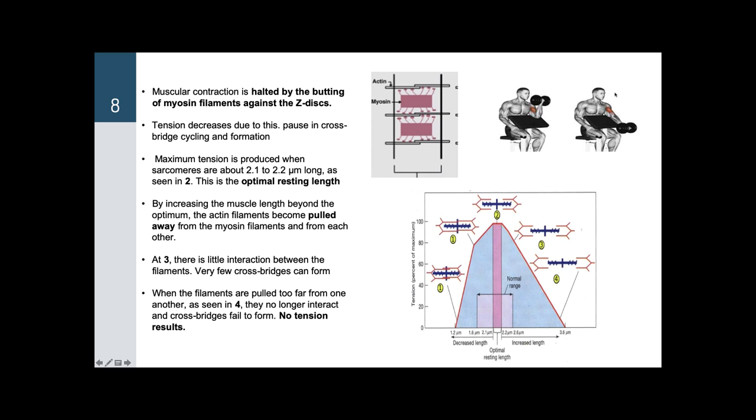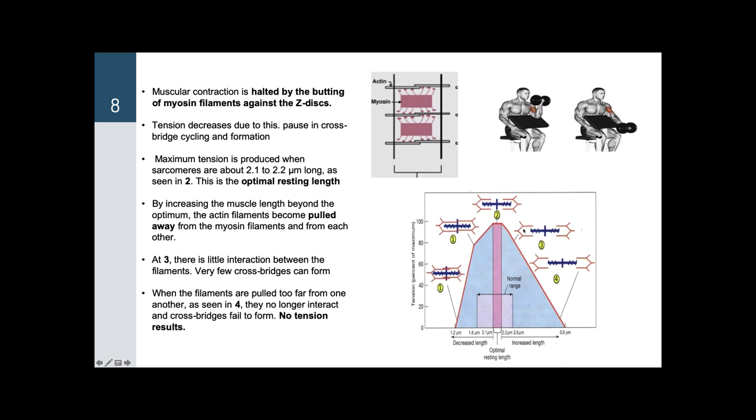Now, if this individual started to move this curl bar up here, or the dumbbell up here, we would see that that subtle contraction would cause the myosin and the actin to move closer together. Now, we still don't have optimum force production because these myosin heads don't have any play partners. They don't have any actin to interact with. We just have this section right here interacting with this actin. So we don't have much tension being produced here.